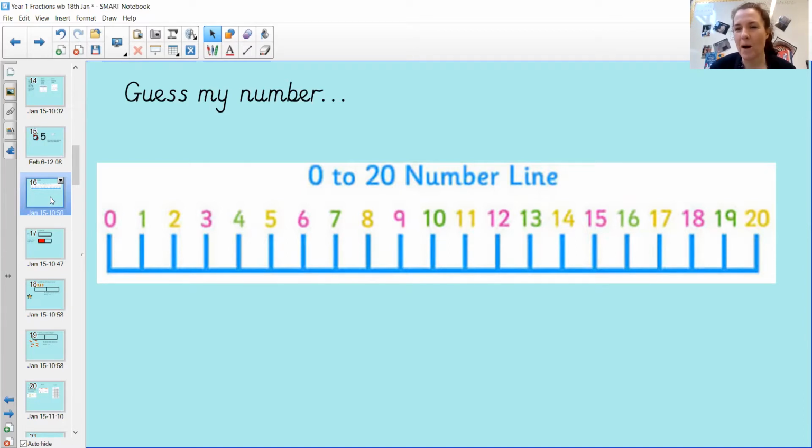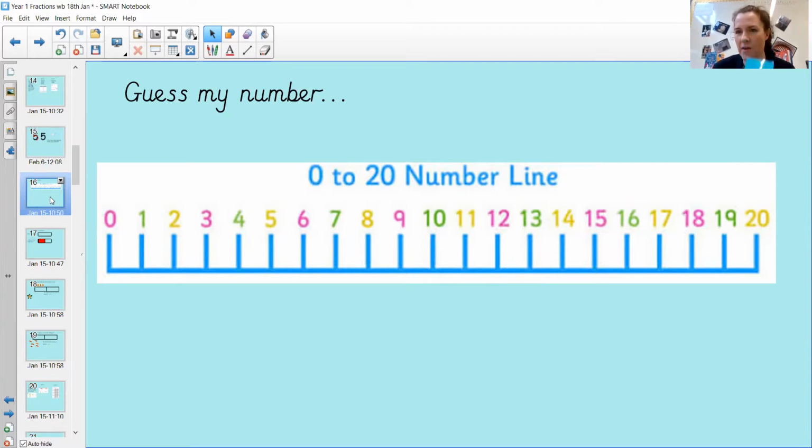Last clue. My number is 1 less than 19. Or hopefully you're all shouting at the screen that the number is 18. Did you guess it? I'm sure you did. Okay, I'm going to do one more. And then you can play this game yourselves at any time.